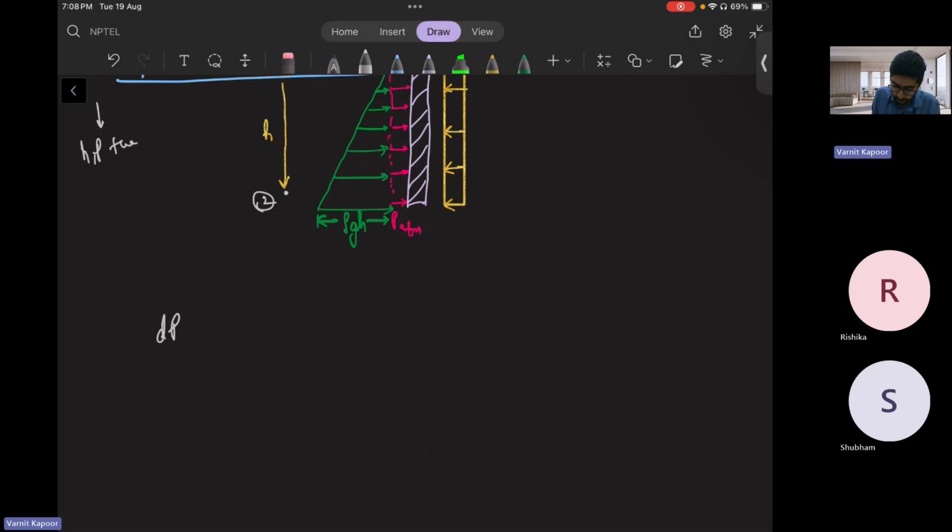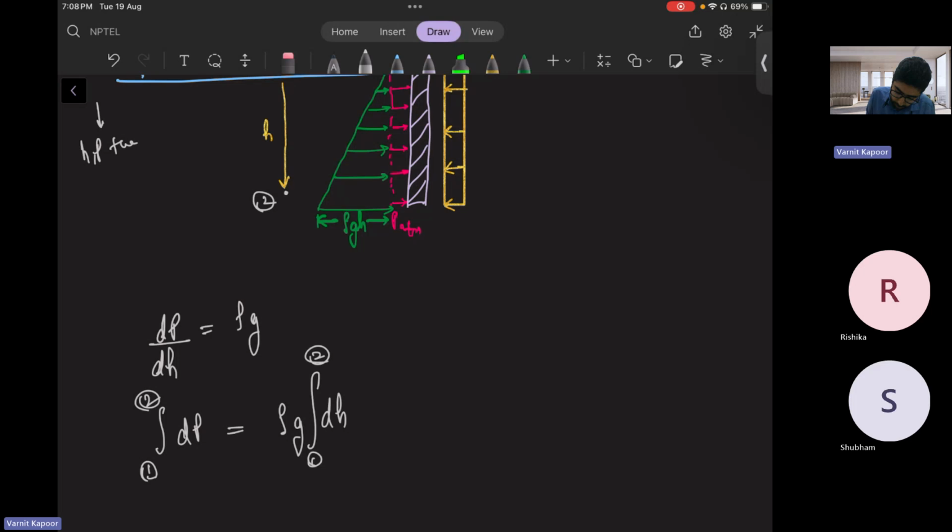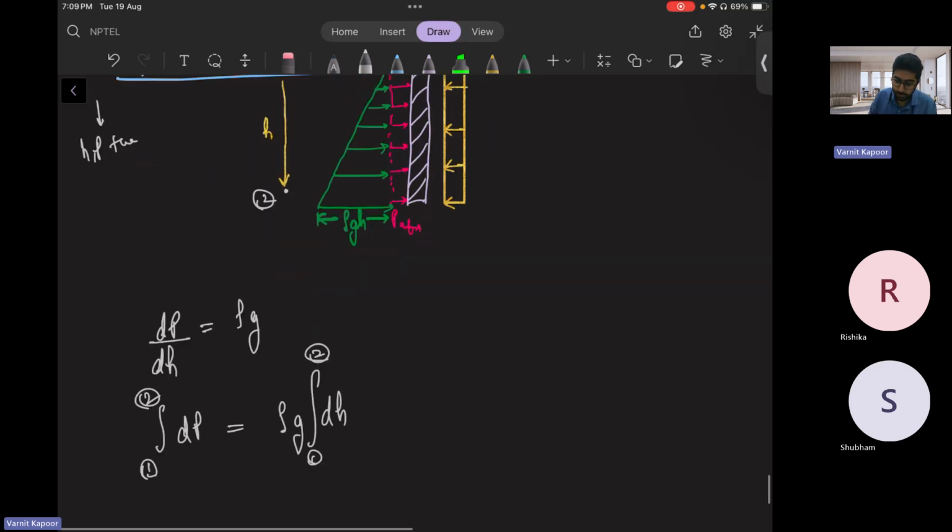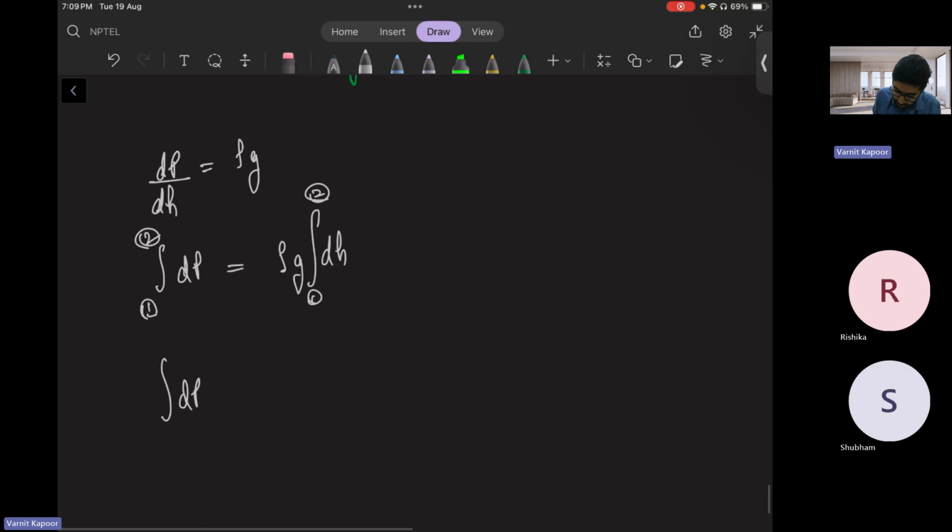So we know that from the hydrostatic law, dp by dh is nothing but rho g. So integrate it: dp is equal to rho g into dh, integrated. Pressure will be from point 1 to point 2, and height also from point 1 to point 2. Pressure at point 1 is P atmosphere, and at point 2, let us say it is P. We don't know its value.